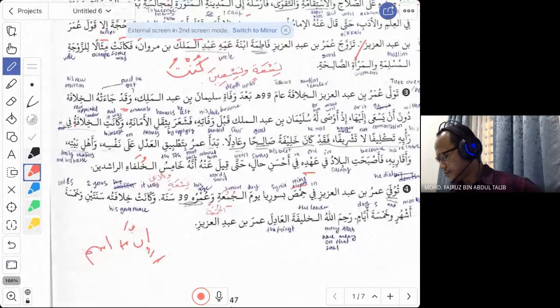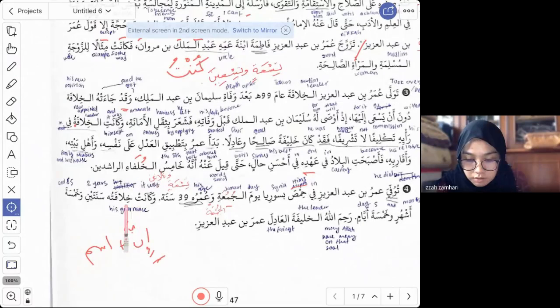Okay. Wa kanat khilafatuhu sanataini wa khamsa ashhurin wa khamsatan ayyam, rahimallahu al-khalifata al-adil Umar bin Abdul Aziz.